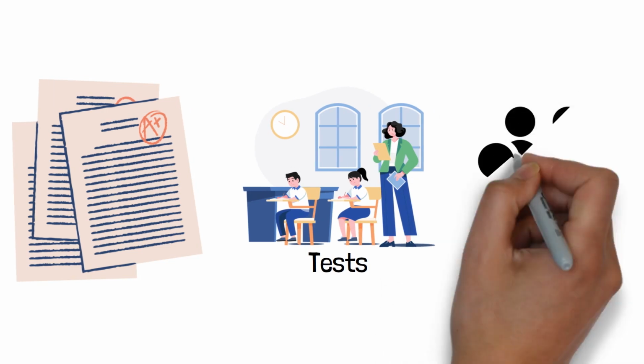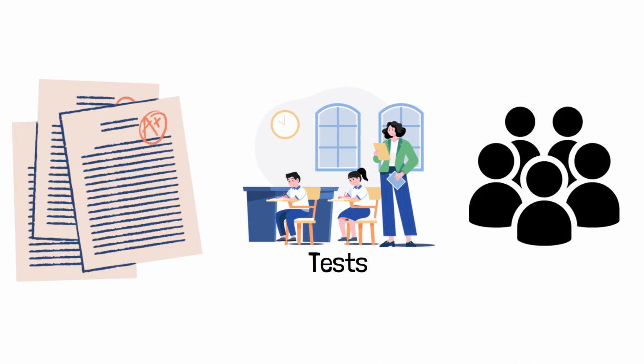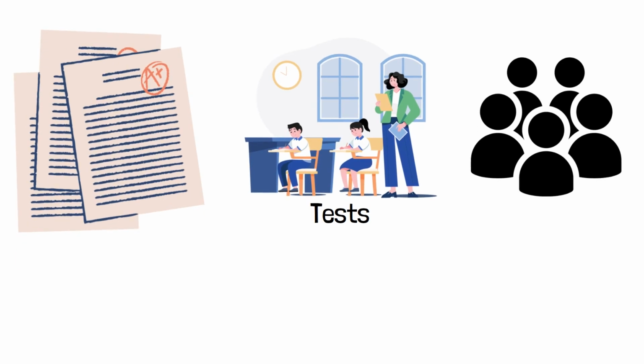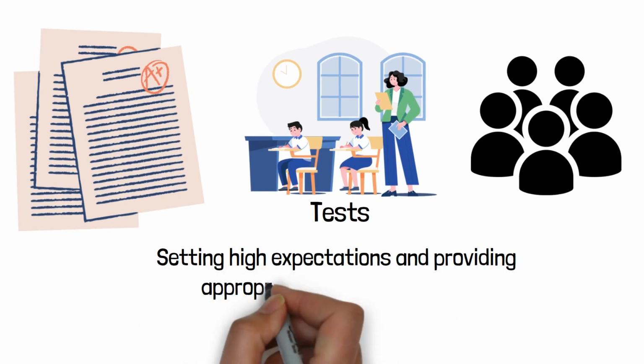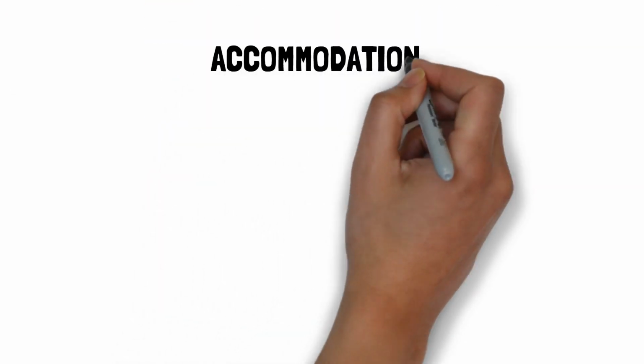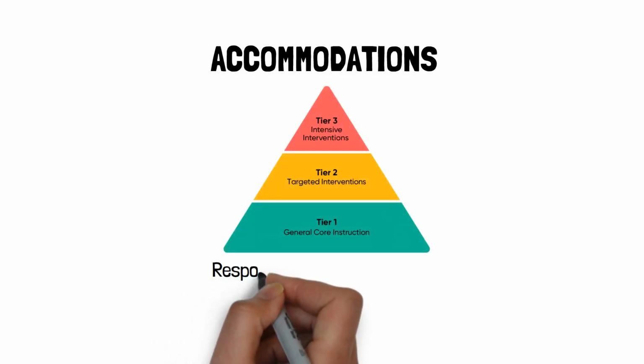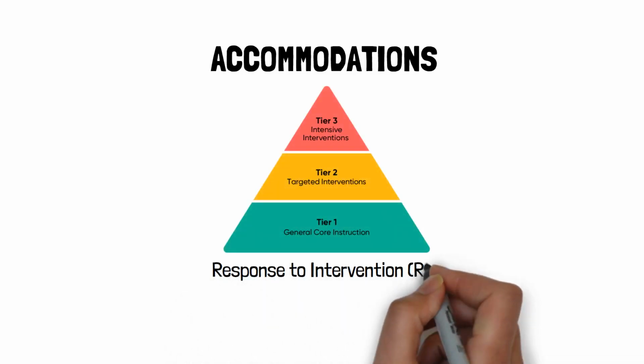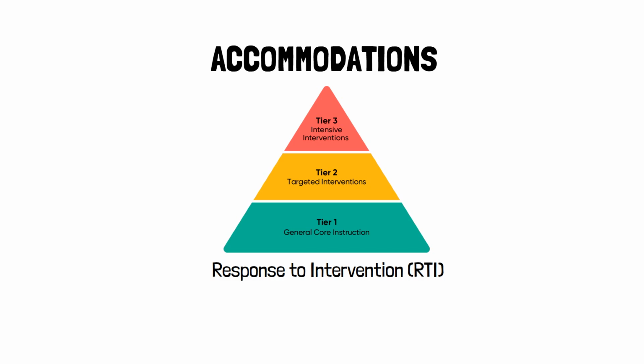Lowering expectations for students, such as suggesting that a group is too unruly to work together, creates an instructional gap. Instead, setting high expectations and providing appropriate support is crucial. Accommodations, like writing directions in a larger font, help meet diverse student needs. Response to Intervention (RTI) is a multi-tiered support model focusing on prevention and providing support before students begin to fail.